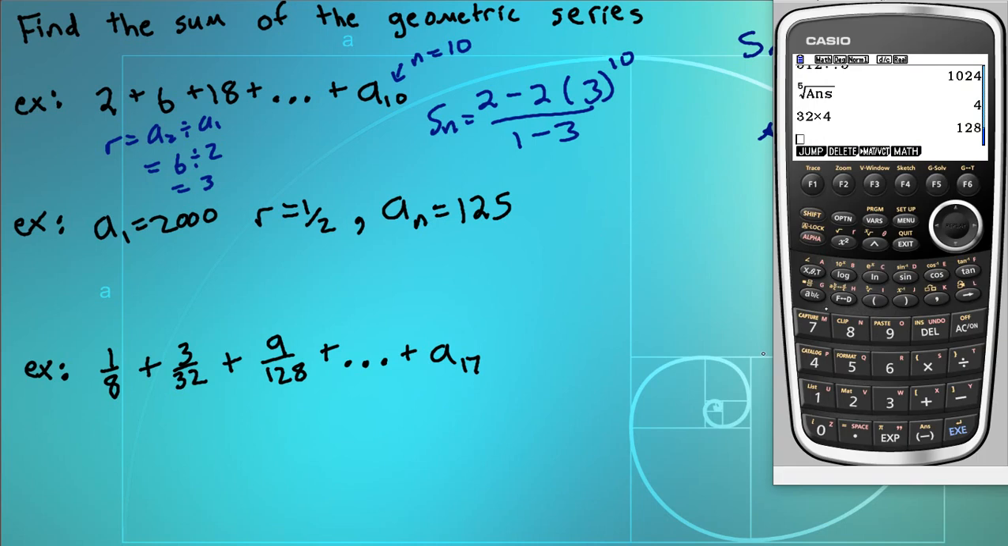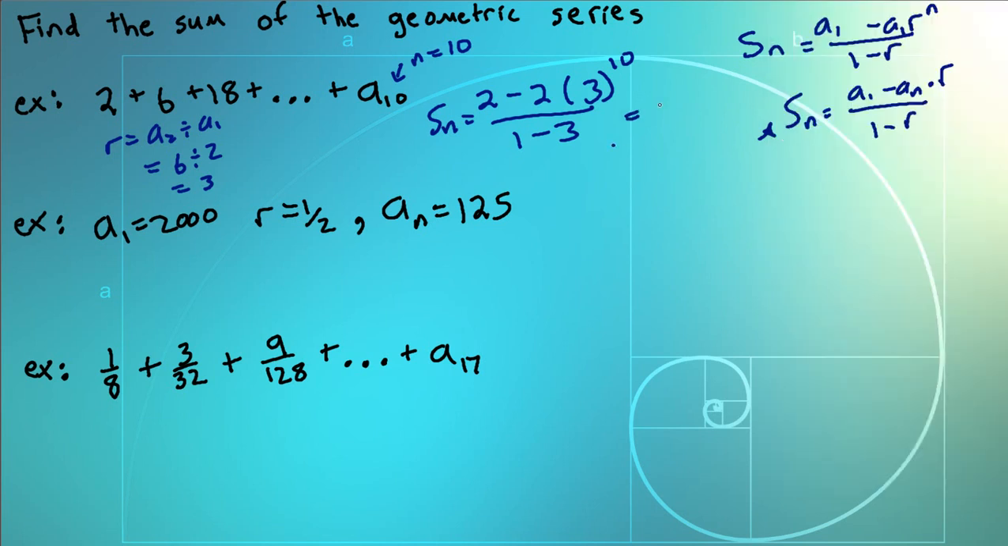So I'll just type all of that in. And that will give us the partial sum of that series, 59,048. There we go.